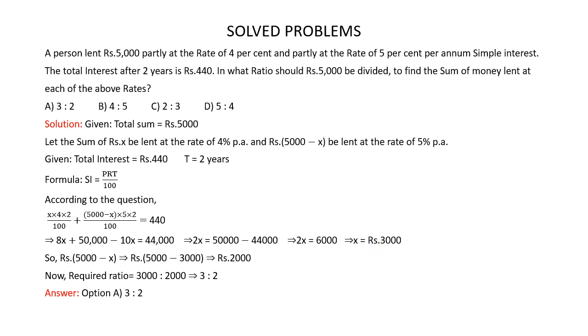Now the second sum is rupees 5000 minus x. So substituting the value of x, we get rupees 5000 minus rupees 3000, which is rupees 2000. So the sum of money lent at the rate of 4% per annum simple interest is rupees 3000. The sum of money lent at the rate of 5% per annum is rupees 2000. Now the required ratio is 3000 is to 2000, and on simplifying this we get the required ratio as 3 is to 2. So the correct answer is option A, 3 is to 2.